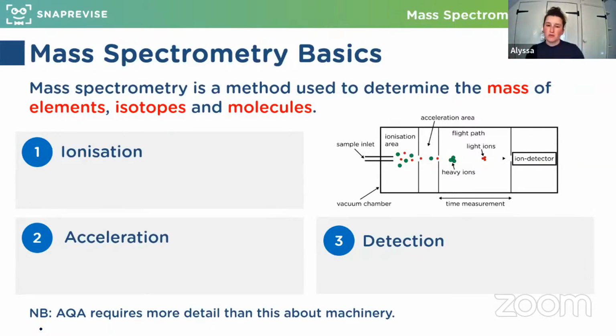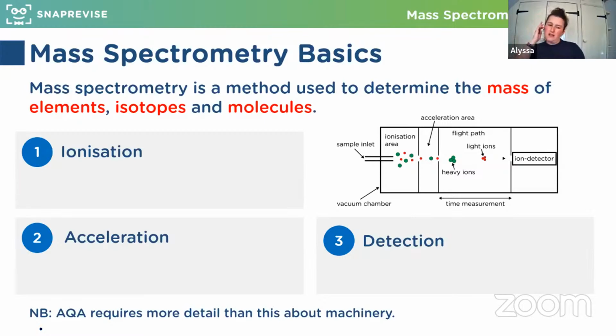We use mass spectrometry in order to determine structure. It's a part of chemical analysis. So we need to have some idea, and AQA students, you're going to need to know a little bit more detail than we're going to cover here. But we need to know the basic process that occurs in order to perform mass spectrometry. So step one is ionization.